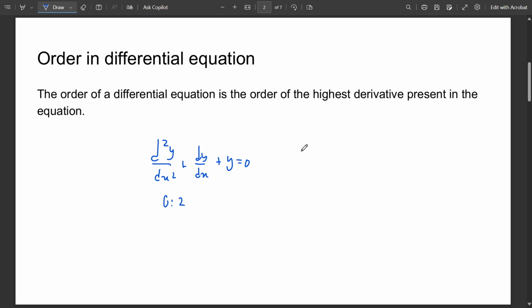And another example, if we have y triple prime plus y equals 0, the highest derivative is y triple prime, so the order is 3.